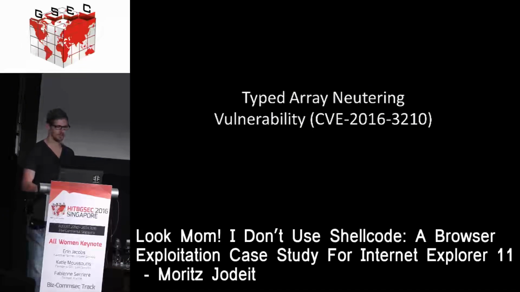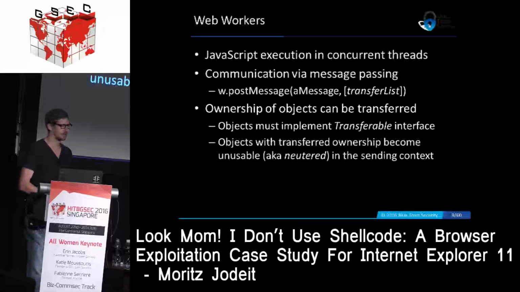So we'll start with the typed array neutering vulnerability. In order to understand that, you have to know about two basic JavaScript concepts. The first one is web workers, and the second one is typed arrays. Web workers are basically a concept of having concurrent threads of JavaScript code running in the browser. There's a way to communicate between workers, so you use message passing.